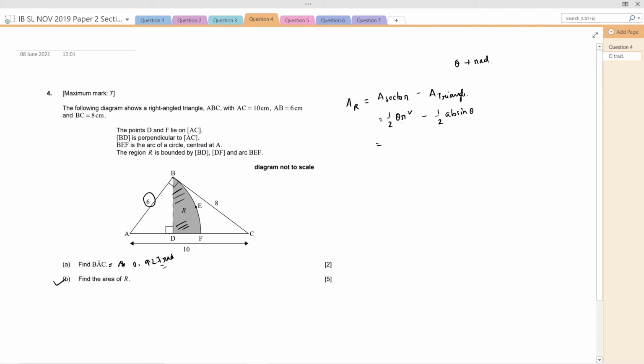So half into the value of theta, which is 0.927, we have constructed it earlier, this angle. So 0.927 into 6 square, minus half into AB sine theta. Now you have the value for A, and you have to find the value of AD.